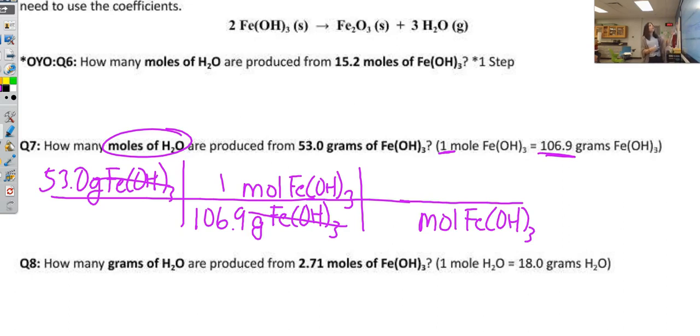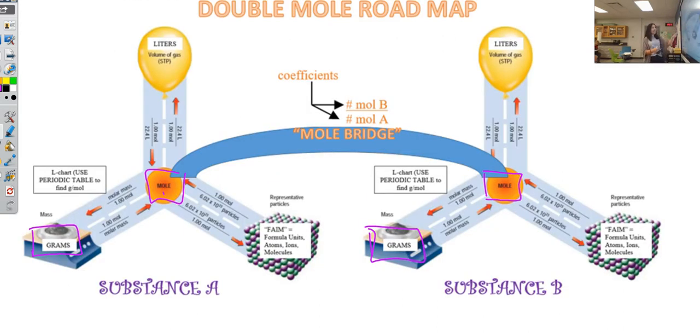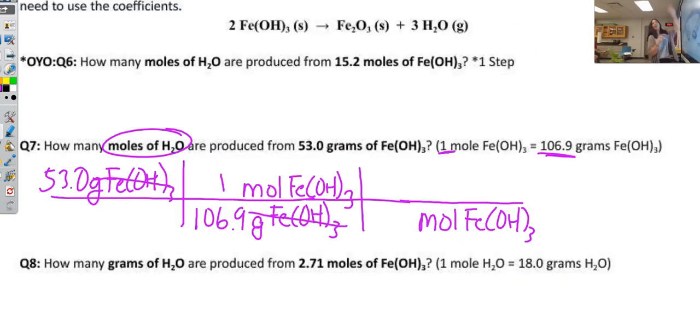Not yet. So we said that we got here now. Now I need to cross my bridge. How do I cross the bridge? What do I need to do? What goes on top? Moles of substance B. Moles of substance B are going to go on top. I'm going to use the coefficients. Very good. So what is substance B? That's what I'm trying to get, which is H2O.